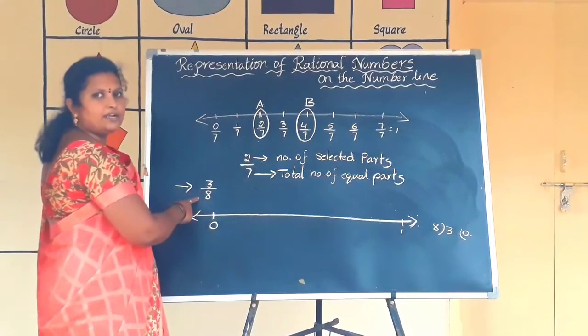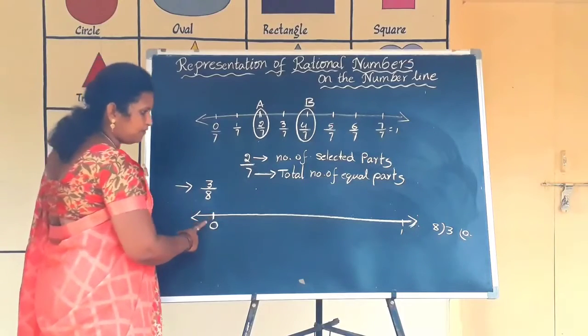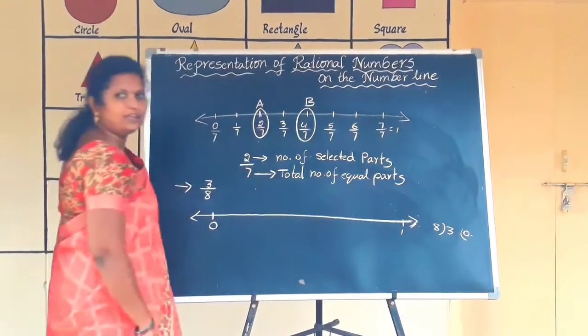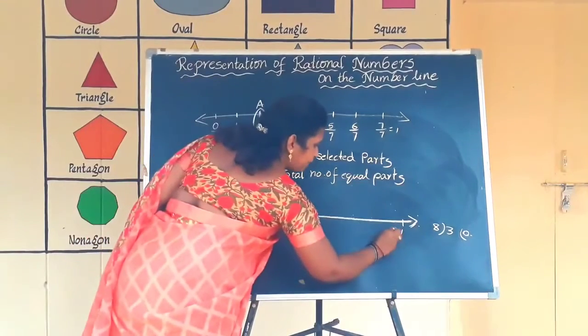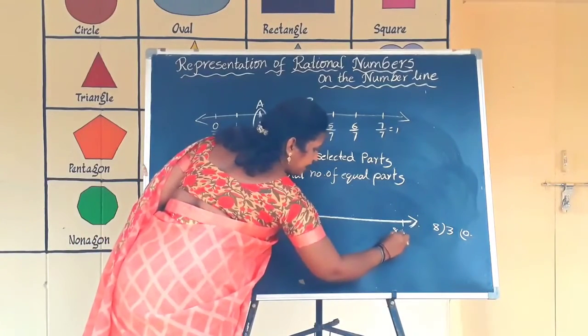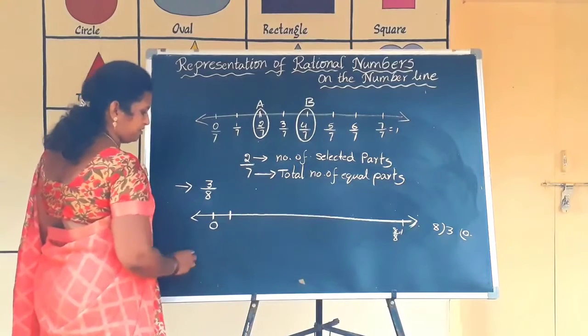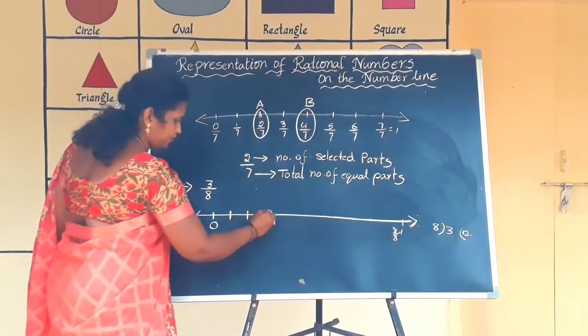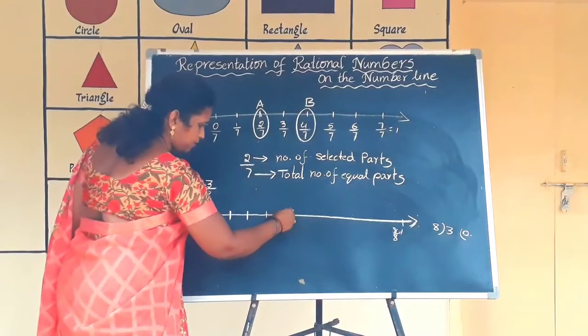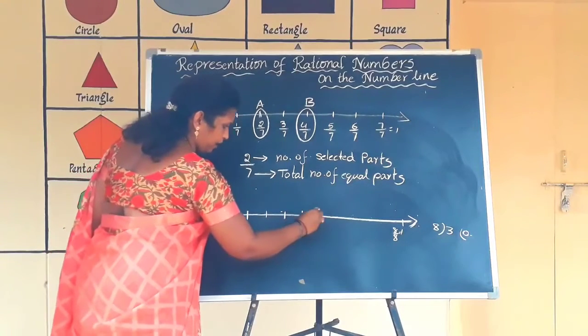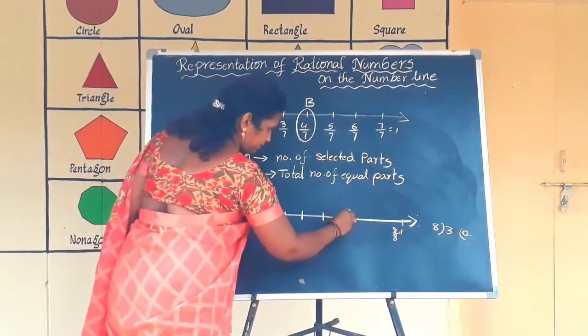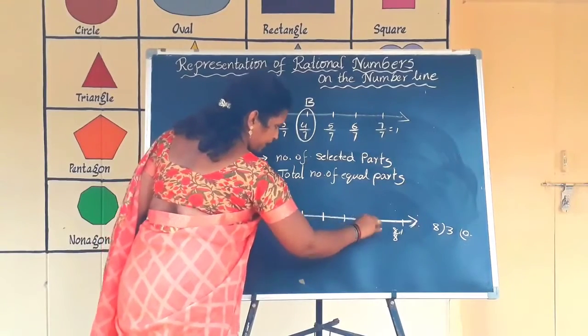So here the denominator is 8. So we have to divide the space between 0 and 1 into 8 equal parts. So this is 8 by 8, which is equal to 1. So divide it into 8 equal parts. 1, 2, 3, 4, 5, 6, 7 and 8.